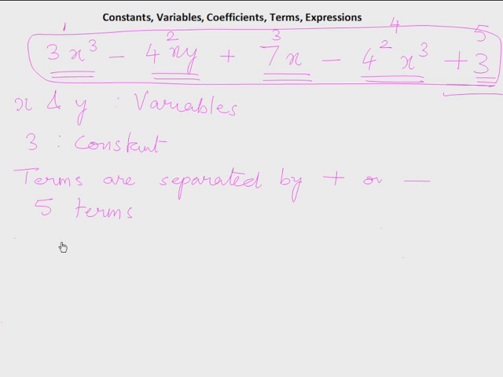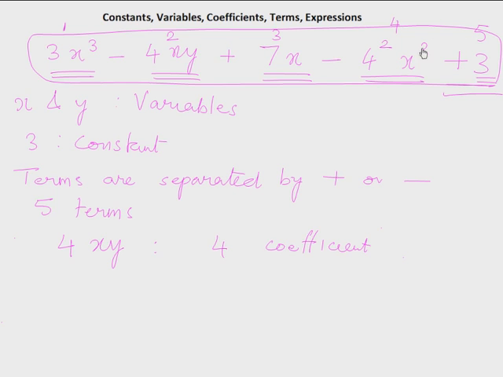Let's look at the term 4xy. So it has two variables, x and y, which are multiplied, and then the whole thing is multiplied by 4. So we call 4 the coefficient. 4 is the coefficient of the term. So whatever are the constant numbers appearing in a term which are being multiplied to the variables are called coefficients.